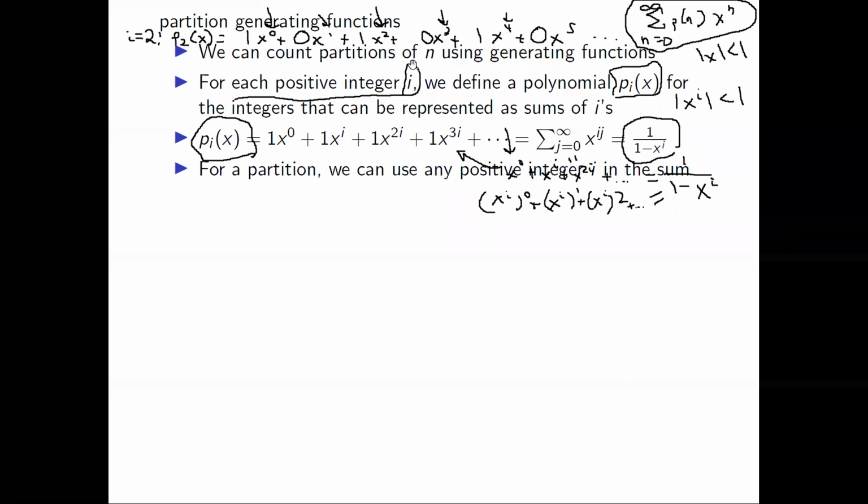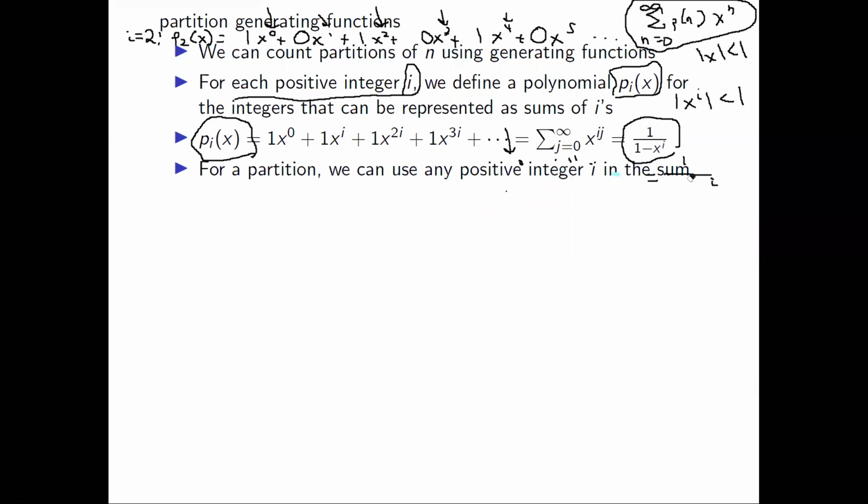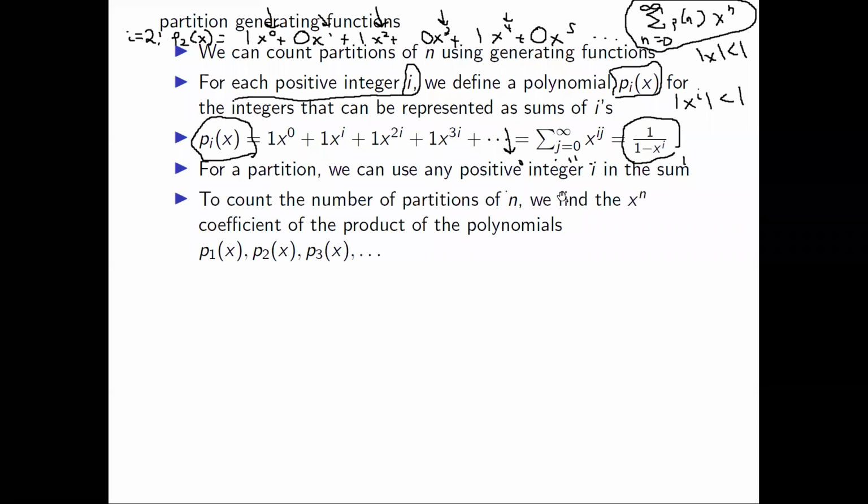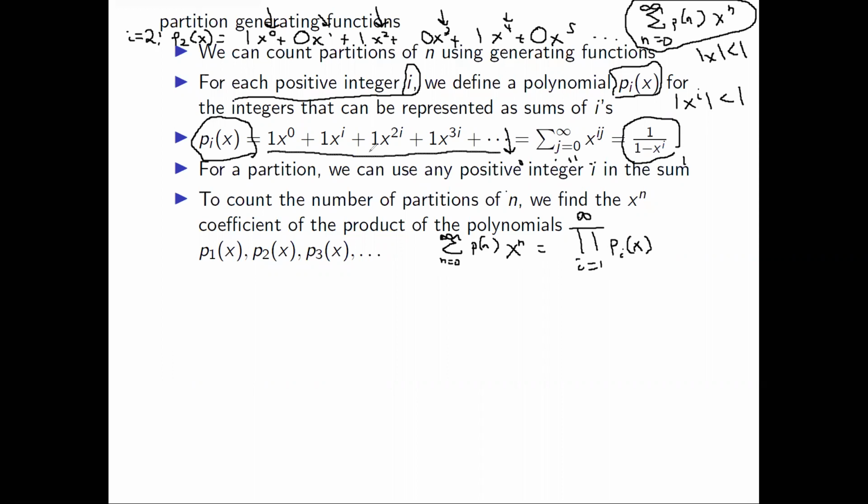And let me erase a little so we can see the next bullet. So specifically, if we're trying to find p of n, we can just find the x to the n coefficient of the product of the polynomials, p1 of x, p2 of x, p3 of x, and so on. So we can write that sum I have at the top, the sum n equals 0 to infinity of p of n times x to the n, as the product i equals 1 to infinity of pi of x. And this is each pi of x. So you can write it out like this, or you can write it in the more compact form like that.